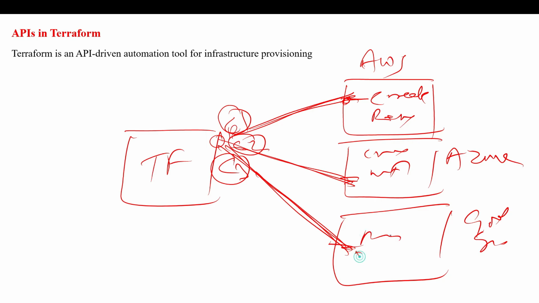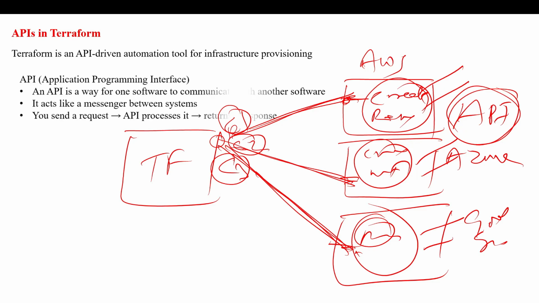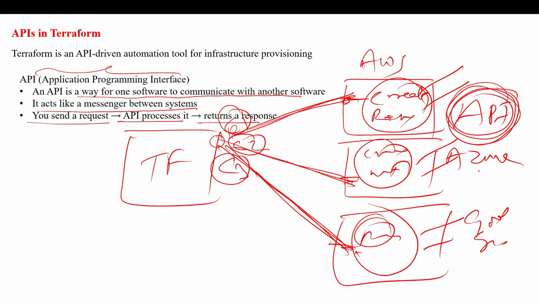So to create the resources, each and every cloud service provider has to expose APIs, application programming interfaces, which allow you to create the actual resources inside the cloud service providers. If you are not clear on APIs, API stands for application programming interface. It is a way for one software to communicate with another software. It acts like a messenger between systems. You send a request, the API processes it and returns the response. So every cloud service provider will expose APIs.